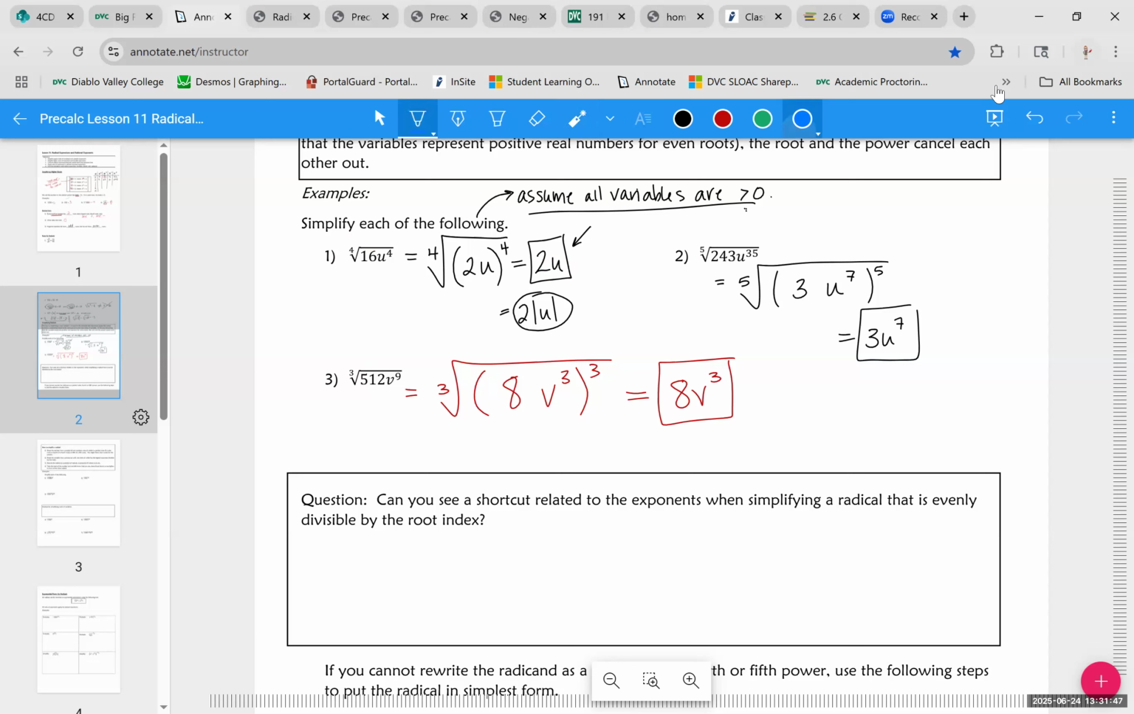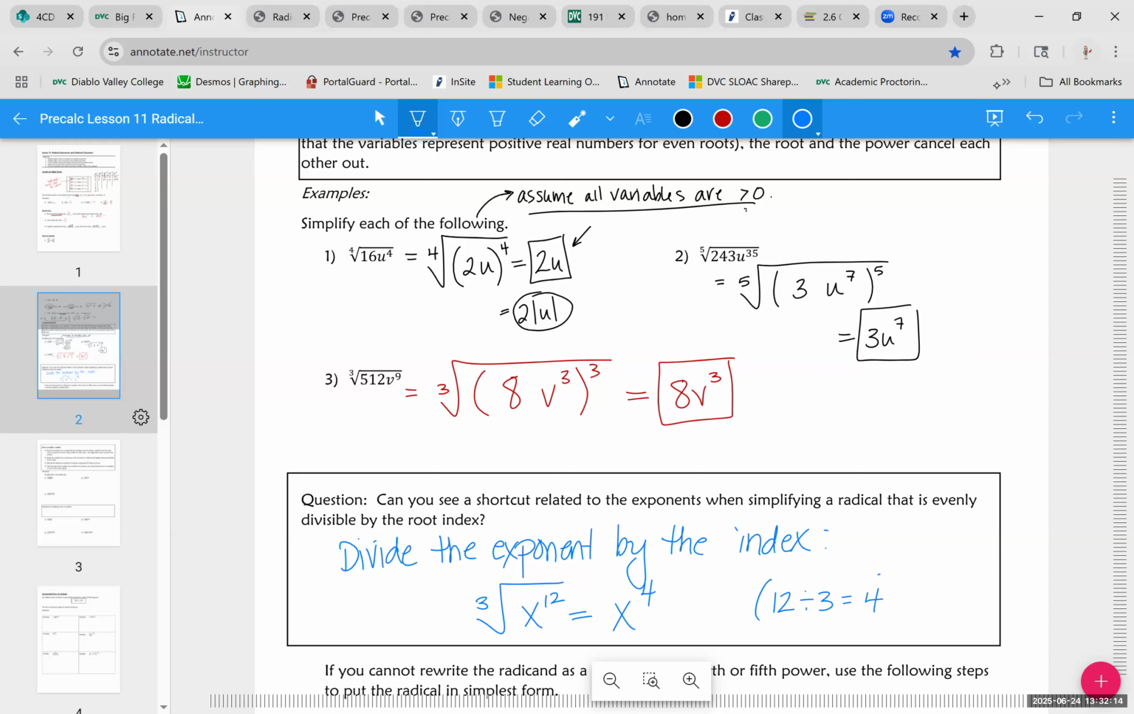Okay. So what you're really seeing as a shortcut here is that you can divide the exponent by the index. So the cube root, let's say, of x to the 12th would just be x to the 4th, because that would be the 12 divided by 3. So that is a shortcut you can use, and you're going to see when we get to the exponent part of this why that is true.